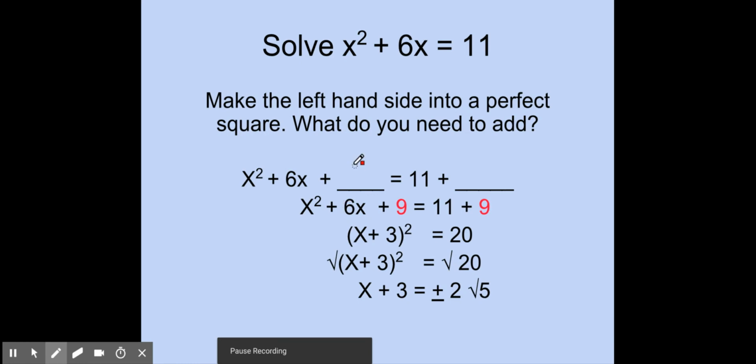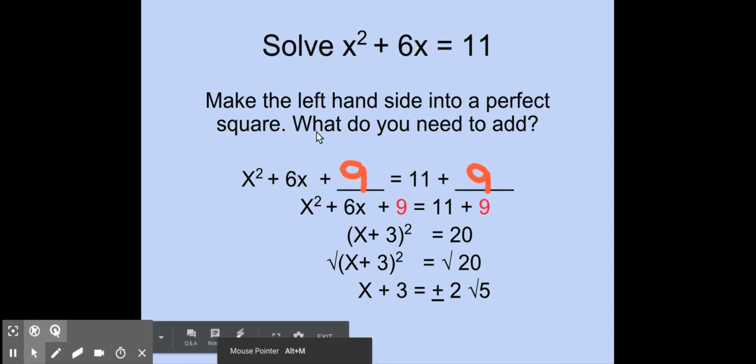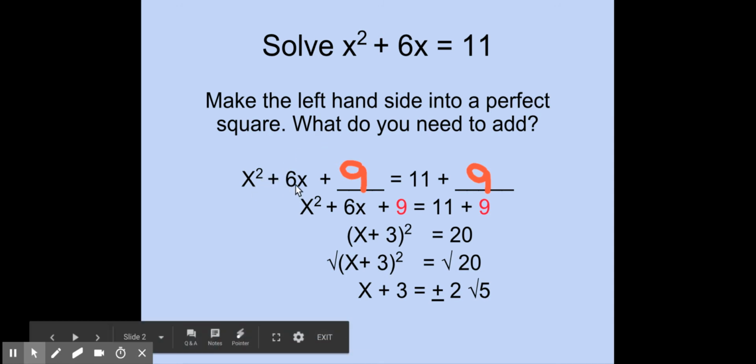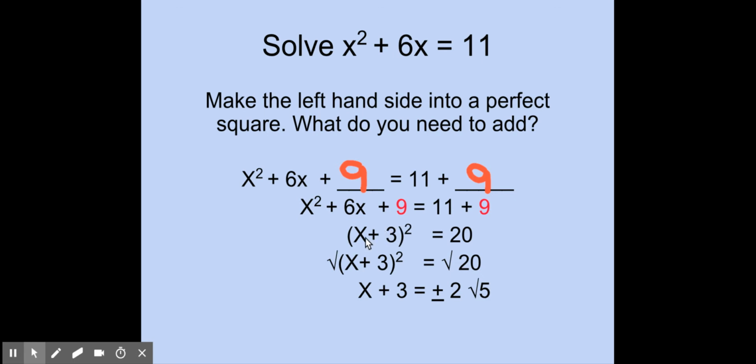Okay, and I would need to add 9 to each side to keep it in balance, keep it all even. So now I've made this x squared plus 6x into a perfect square, because this is x plus 3 squared. 11 plus 9 becomes 20. So now I have x plus 3 squared is 20.